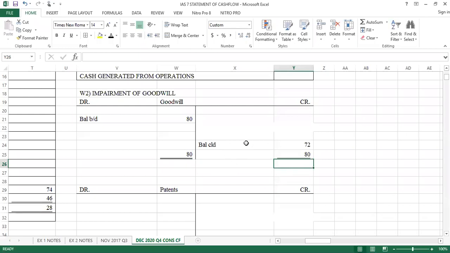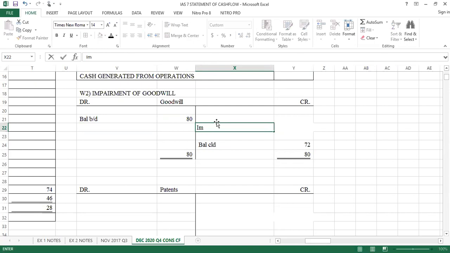Now, please note, if there was any acquisition, I could not have called this impairment. I could have just called it goodwill. If there was any acquisition, this 72 could have been more than 80. For example, if the closing balance is 100, 100 will be here. There will be acquisition of 20. I hope we are together. But because the credit side is more, it means there was impairment of goodwill. Am I confusing you?